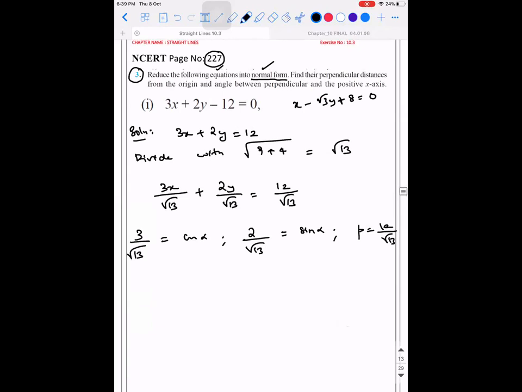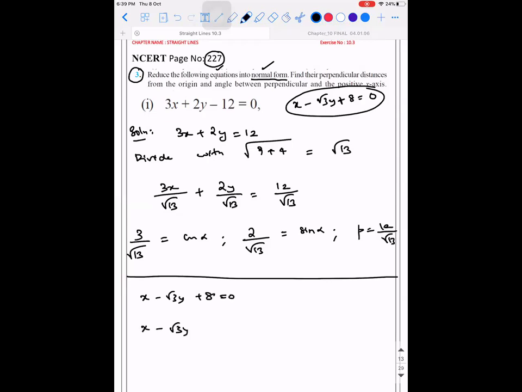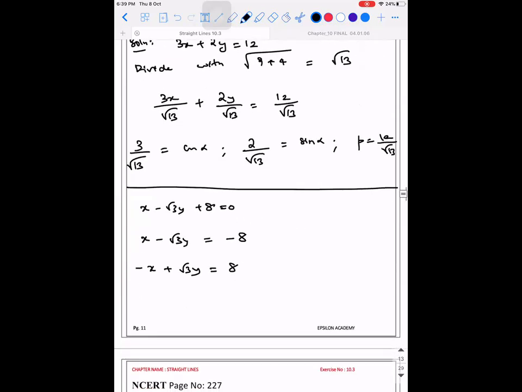Okay. See, but if the question is like this, then there's going to be the answer because you cannot further simplify this. So x minus root 3y plus 8 is equal to 0. Then what we can do is x minus root 3y will be equal to minus 8. I told you an important point, right hand side should be perpendicular. If it has to be perpendicular, then minus x plus root 3y should be equal to 8.